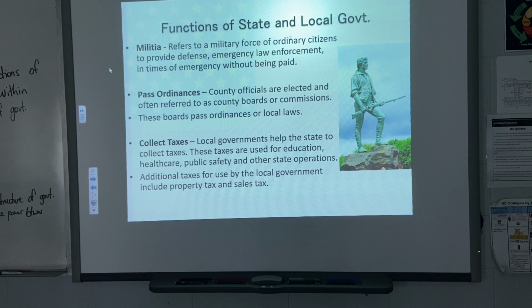Another function of state and local governments is to pass ordinances. Sometimes when local ordinances are passed, we don't use the words local law, we use local ordinance. All right, but there again, if you see the term ordinance, you need to know that that is a function of state and local government, and that is to pass local laws.